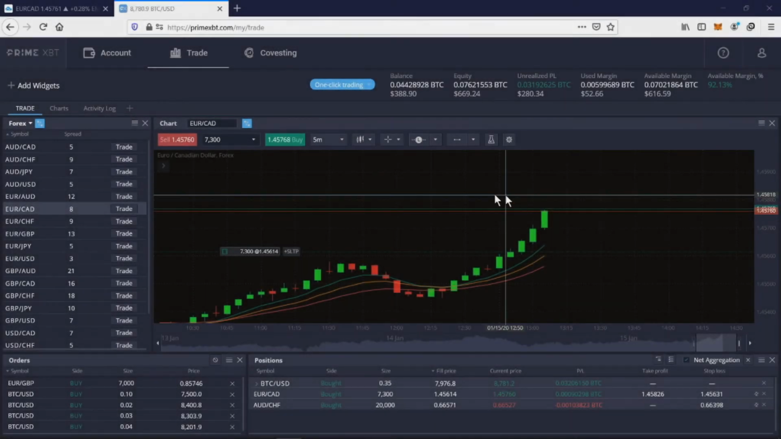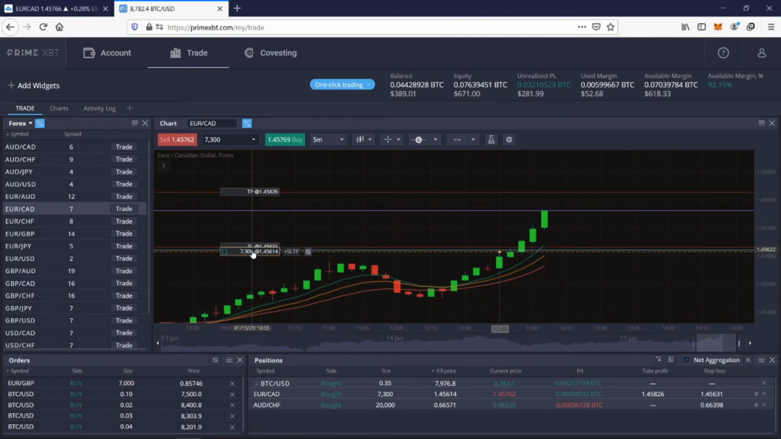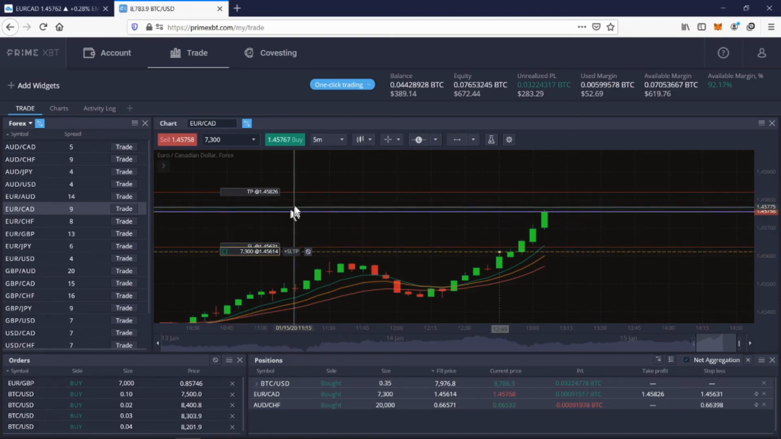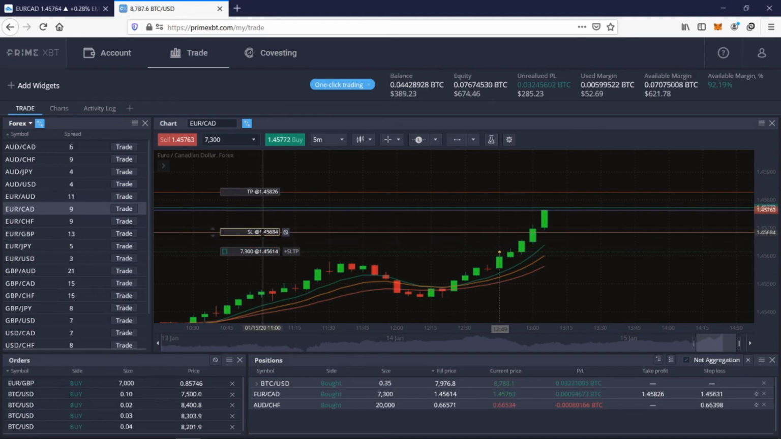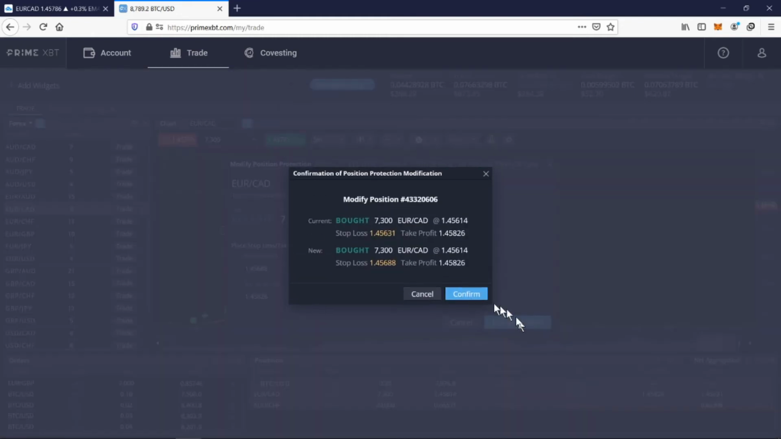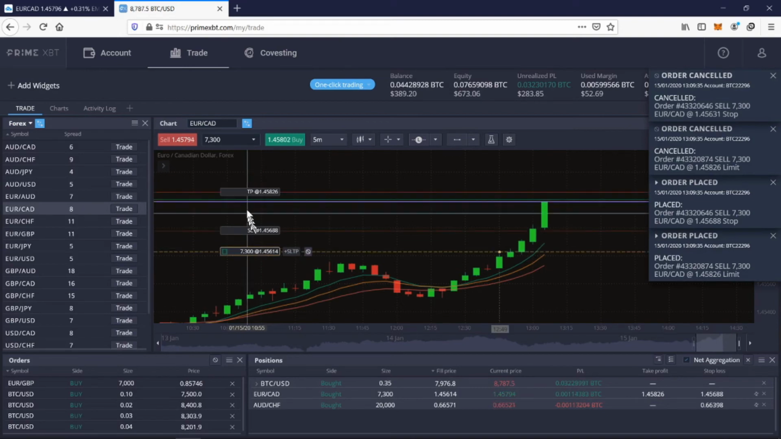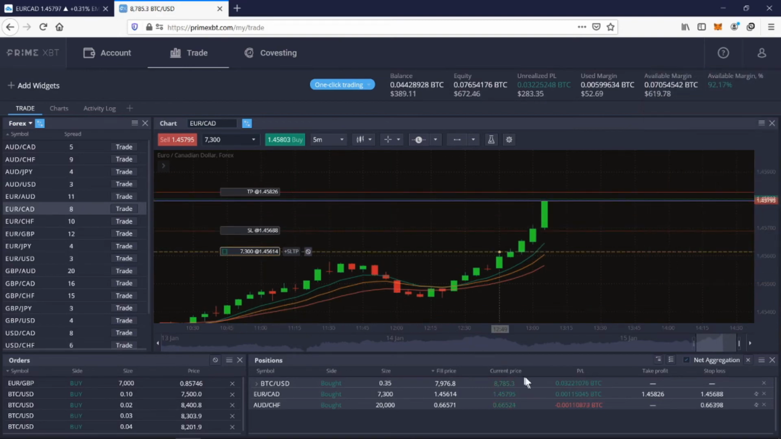Alright, so I'm back with this trade now, and I can see the price is pushing up very nicely. What I've done is I've taken my take profit and I've moved that up higher, and now I'm moving my stop loss to just below the current candle. Okay, modify position, confirm. Oh, okay, it's still pushing up even more. I'm at over 100% profit now on this trade.